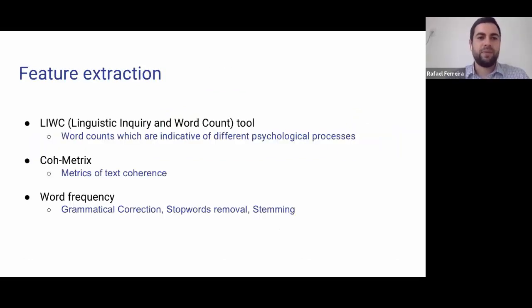And then we use some text mining features to start the analysis of the data. Initially, we use 2 traditional text mining tools and resources to extract information other than the words itself. So we use LIWC, which has several word counts representing different psychological processes, and also Coh-Metrix, which has several measures among other things like text coherence and text readability. But we also use the traditional bag of words approach with some pre-processing steps like grammatical correction, stop word removal, and stemming.